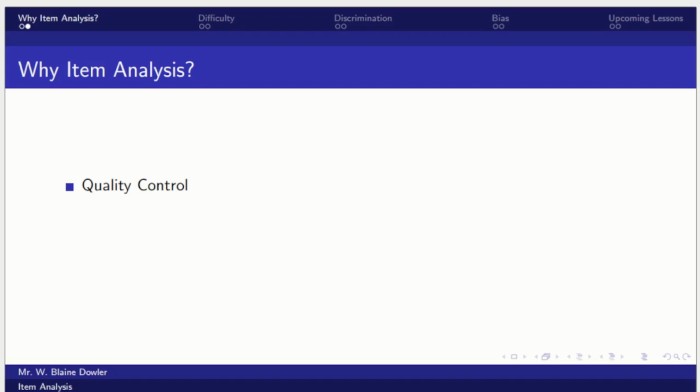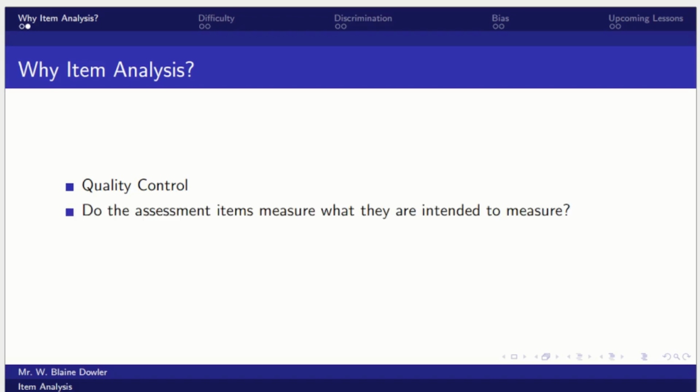The primary reason is quality control. We want to make sure that the assessment items we are using to evaluate our students are actually doing and measuring what they're intended to measure. They need to be doing what they're intended to do. If the question does not represent the student ability in the course, it should not be a factor of their grades in the course.